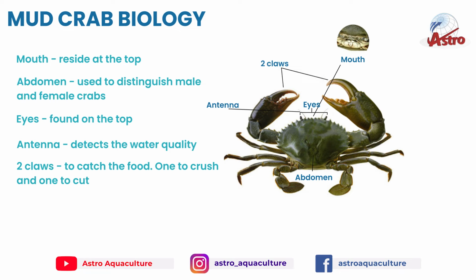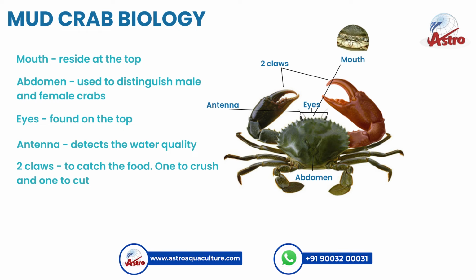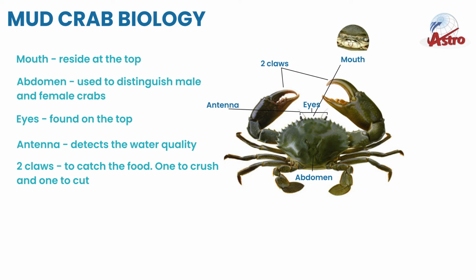One to crush and one to cut. It is easily notable that one claw is bigger than the other. The longer claw is used to crush and the shorter claw cuts the food. The claw used for crushing consists of a molar, like typical teeth. It helps in grinding up the larger particles.